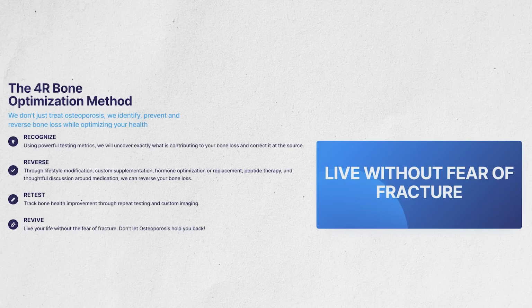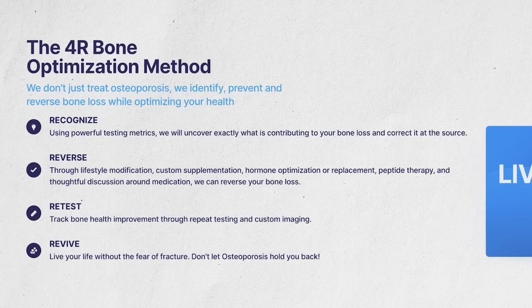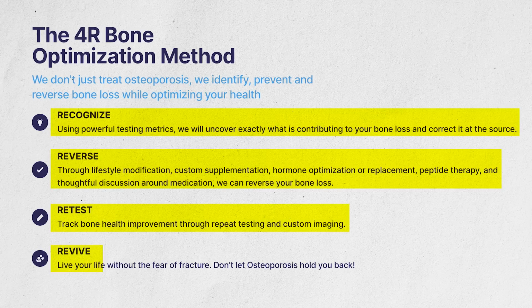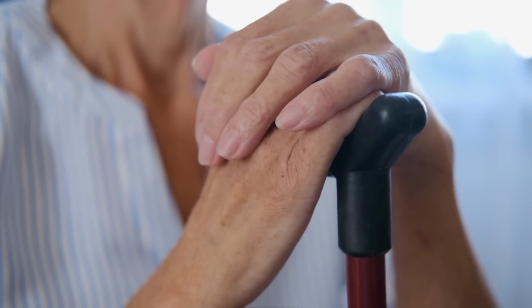All right, so what you can see here is actually a screenshot from our website. So this defines the 4 R's. The 4 R's are this. We want to recognize why we're losing bone. We want to reverse those causes of bone loss, retest to make sure we're headed in the right direction, and revive your life so that you can live without the fear of fracture. I like that last one the best. So let's talk about the first one.